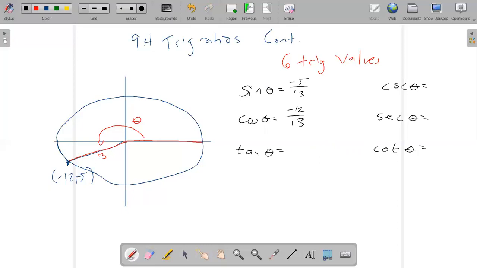I have my tangent value, which is going to be y over x. So y over x, -5 over -12, is the same thing as 5 over 12. And then it's really nice because going from here to here, all I'm going to do is flip them. So 13 over -5. This one is going to be 13 over -12. And then this one is going to be 12 over 5.